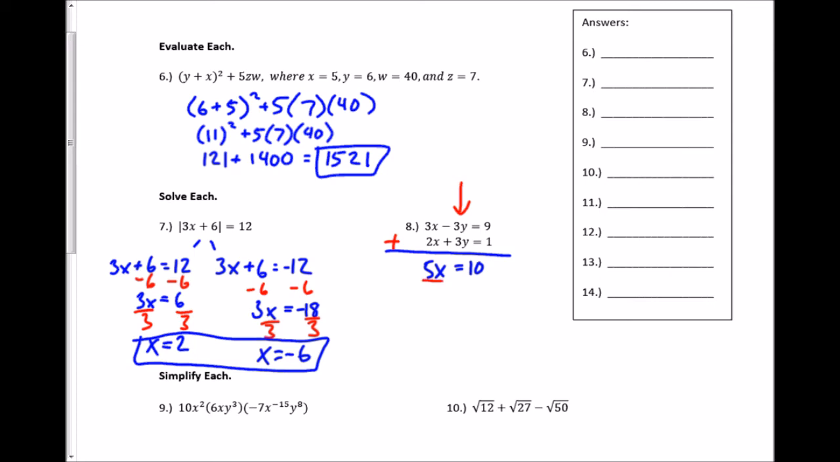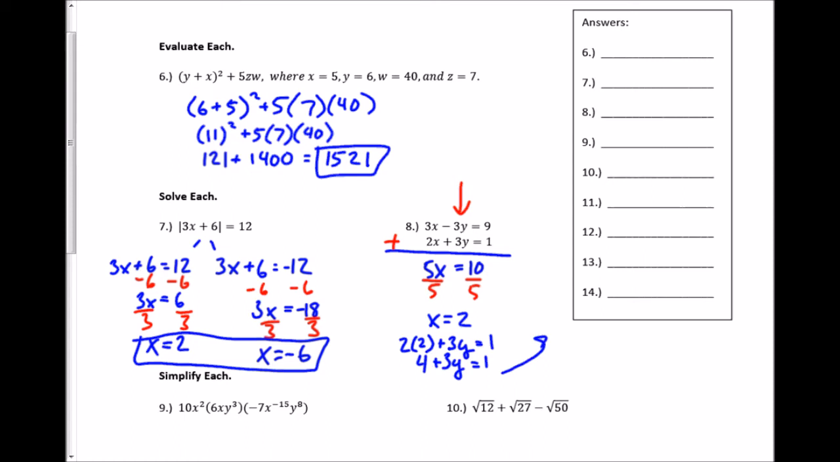I divide each side by the 5. So I find out that x equals 2. And that's great, but I'm not done yet. I have to plug that 2 back in. And I can use either one of these equations. I'll use the second one, so I plug the 2 back in for x. And now I can finish solving for y. So I get 4 plus 3y equals 1.